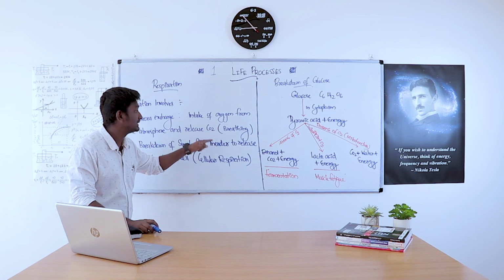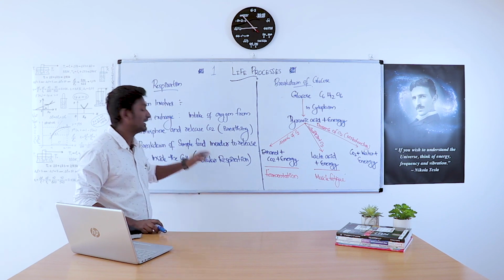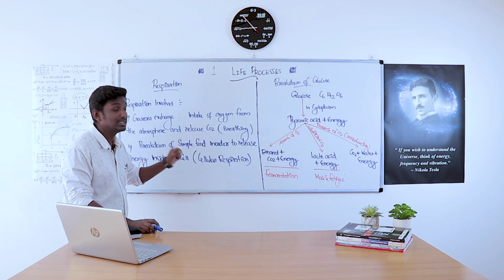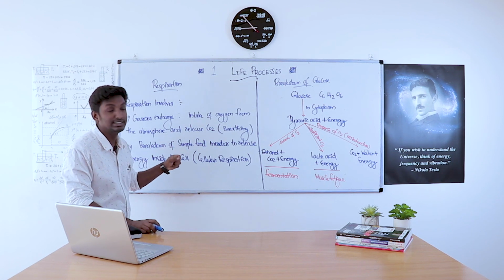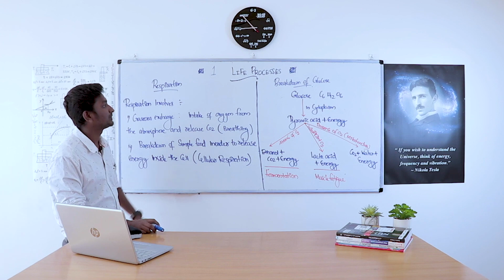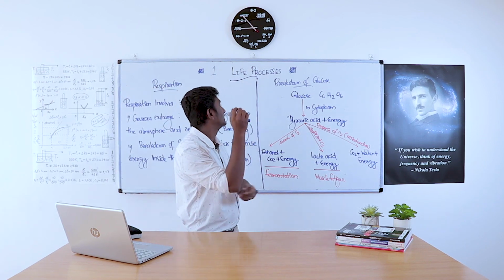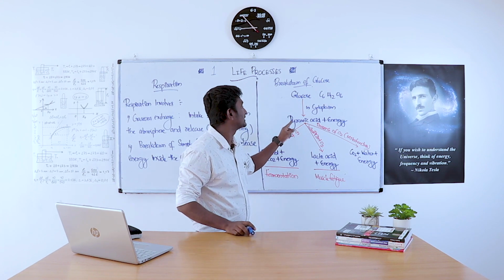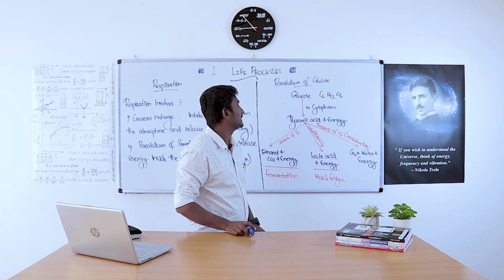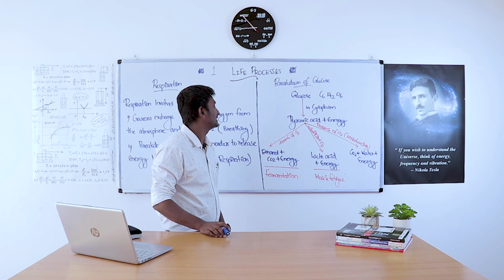So breathing means intake of oxygen from the atmosphere and release of CO2. What is cellular respiration? This is the breakdown of simple food in order to release energy inside the cell. Now look, the breakdown of glucose. Glucose is C6H12O6. In cytoplasm, this becomes pyruvic acid plus energy.